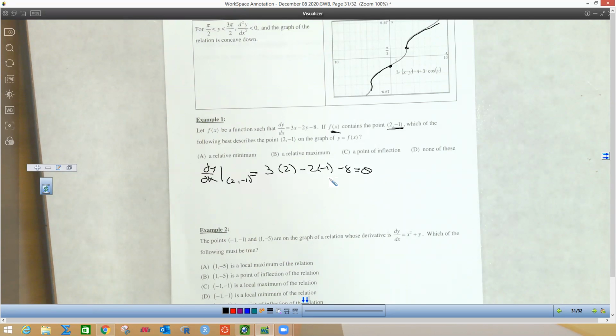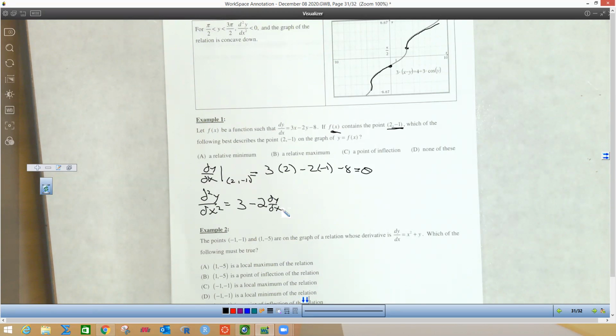So what I need to do is find out, there's a couple of things I could do, but what I'm going to do is use the second derivative of this thing. So I'm going to do the derivative of this derivative, and then plugging in this point is going to tell me if I have concave up or concave down. So I want to do the second derivative of this function. So the derivative of 3x is 3. The derivative of negative 2y is negative 2, but you've got y again, so you got to put dy dx in for that. And the derivative of negative 8 is 0.